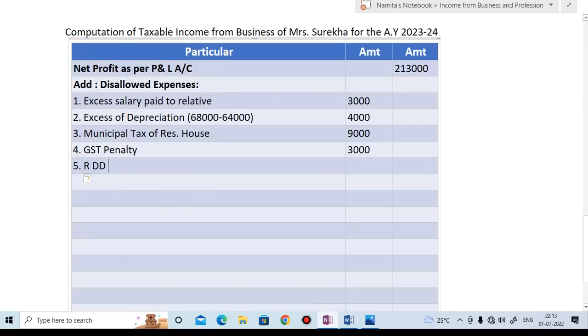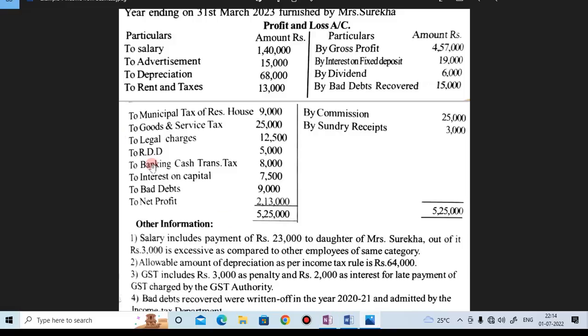RDD 5,000. Okay, after RDD, banking cash transaction tax. This is related to business and it is not allowed as a disallowed expense. Why? Because banking cash transaction tax 8,000 is related to business.